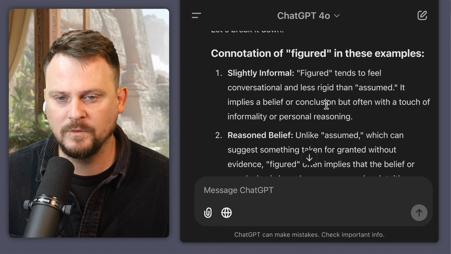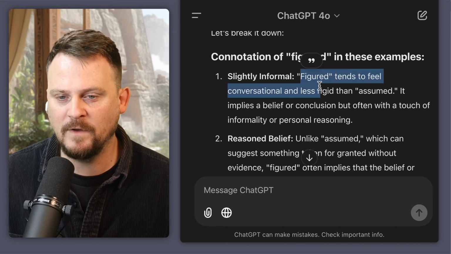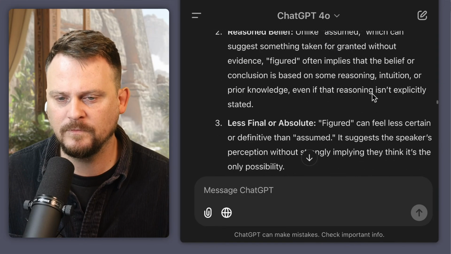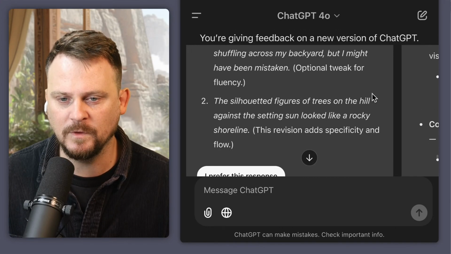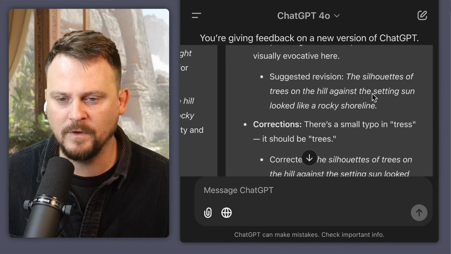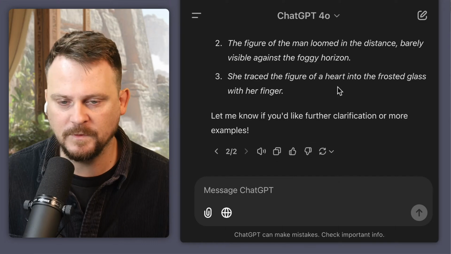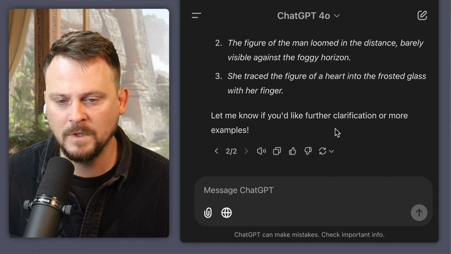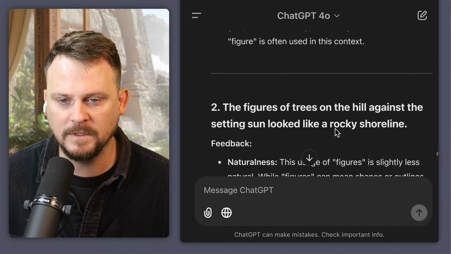Okay. Connotation of figured in these examples. Figured tends to feel conversational and less rigid. Wait, what? Oh, we're in the wrong place. Okay. Oh, I have to choose one of these. I think I prefer the longer breakdown. I prefer this response. Well, give me the response. Oh, okay. This is it.